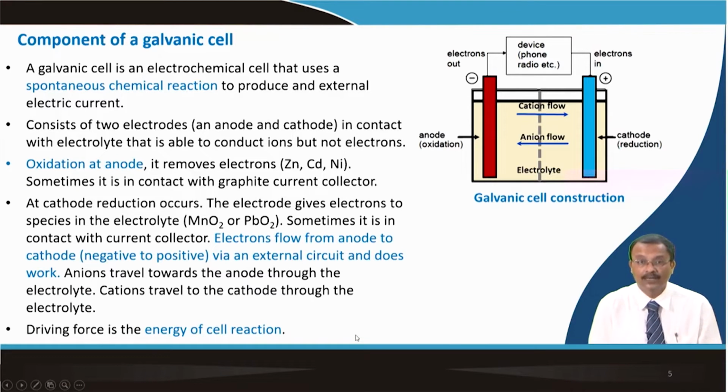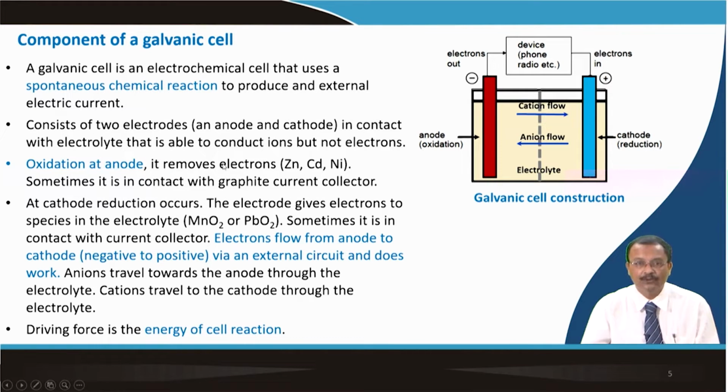So, if you look at the components of a galvanic cell, this is an electrochemical cell that uses a spontaneous reaction. So, whenever two electrodes with different standard reduction potential are dipped in the electrolyte, the reaction is spontaneous. So, it consists of two electrodes, one we call anode and another one we call cathode, that are in contact with the electrolyte, which is able to conduct ions, but not electrons. Electrons will be supplied to the external load or the device.